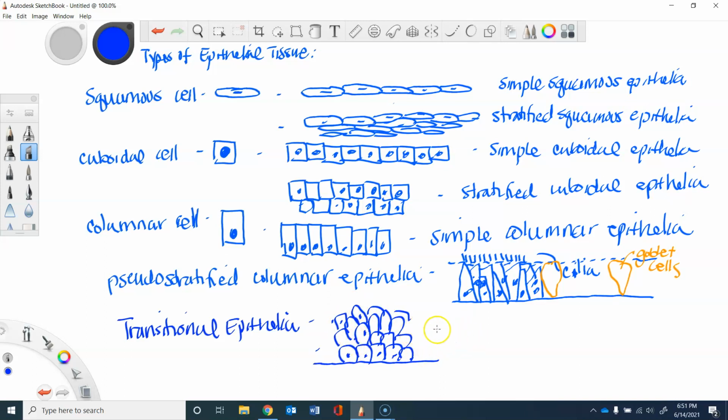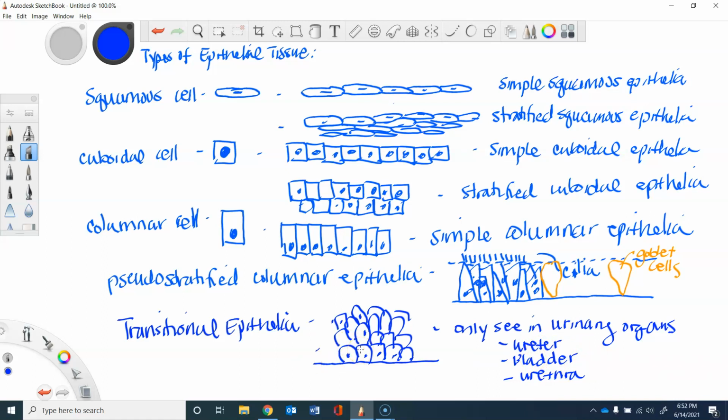Okay. And this type of epithelia, the transitional epithelia, you will only see in urinary organs. So that being the ureter, the bladder, and the urethra. And that's it. It is only in those three places. Okay, so that's why it's kind of weird.